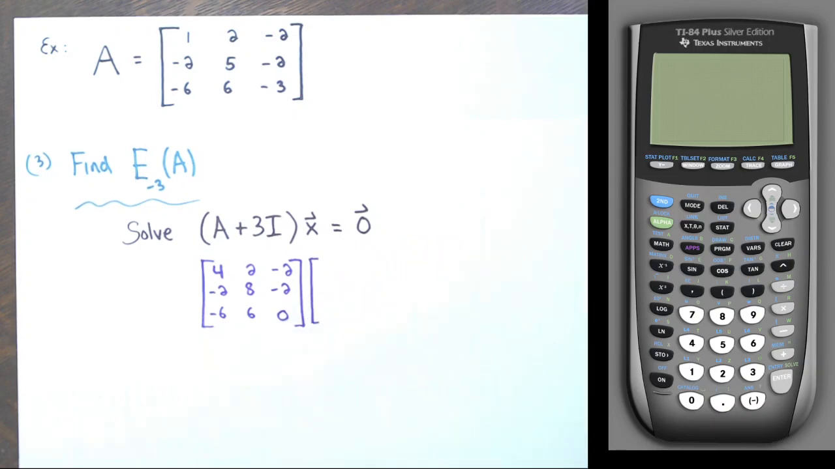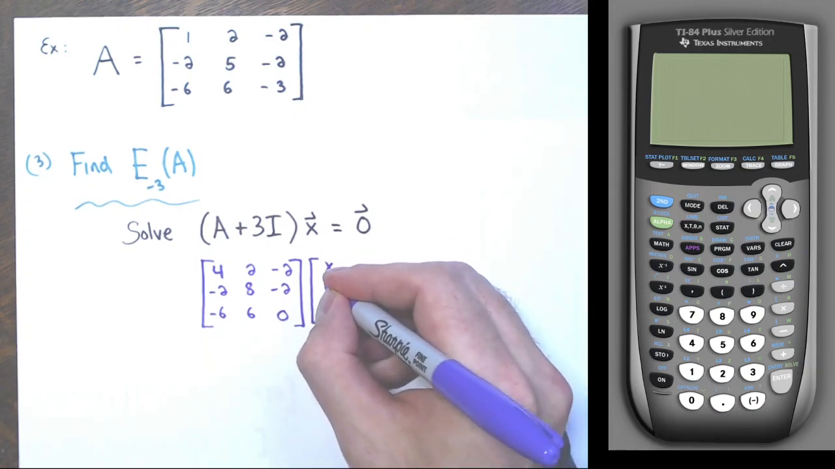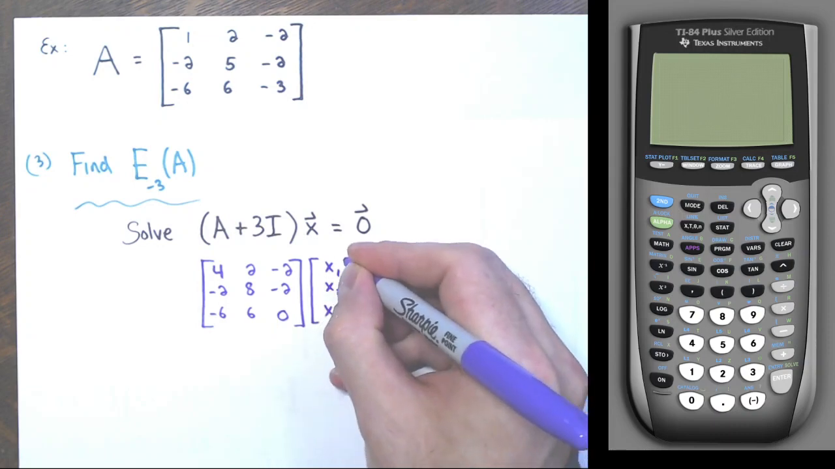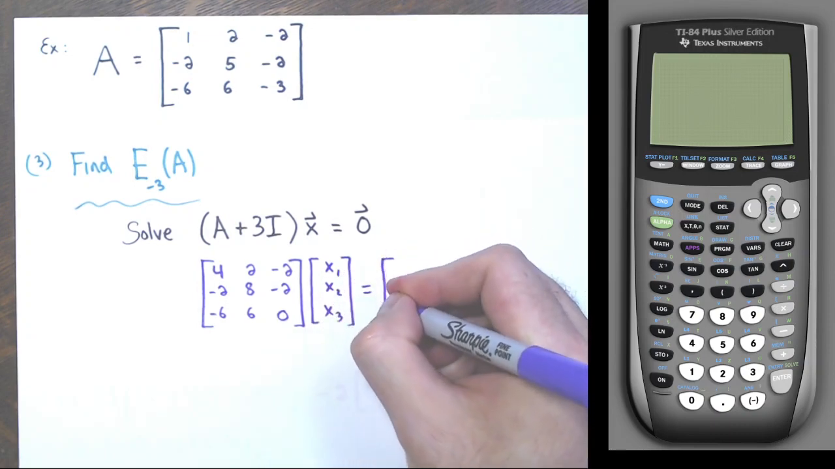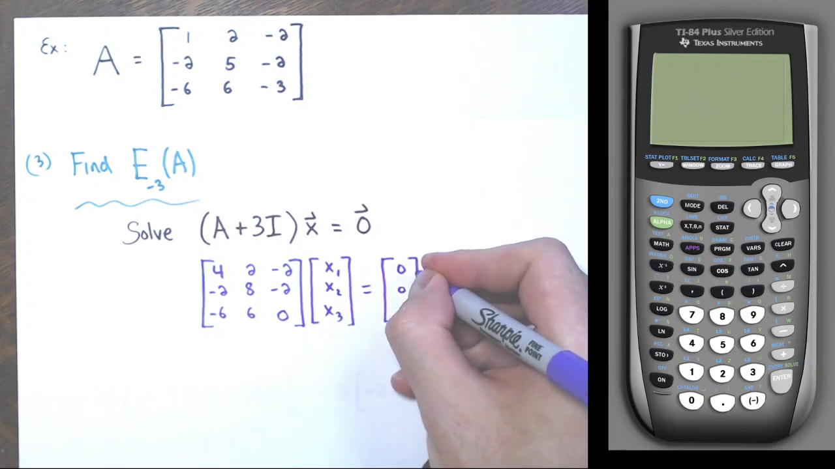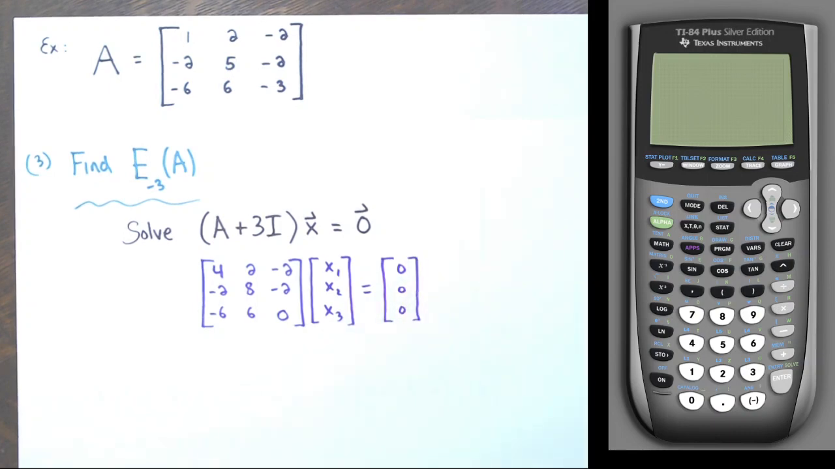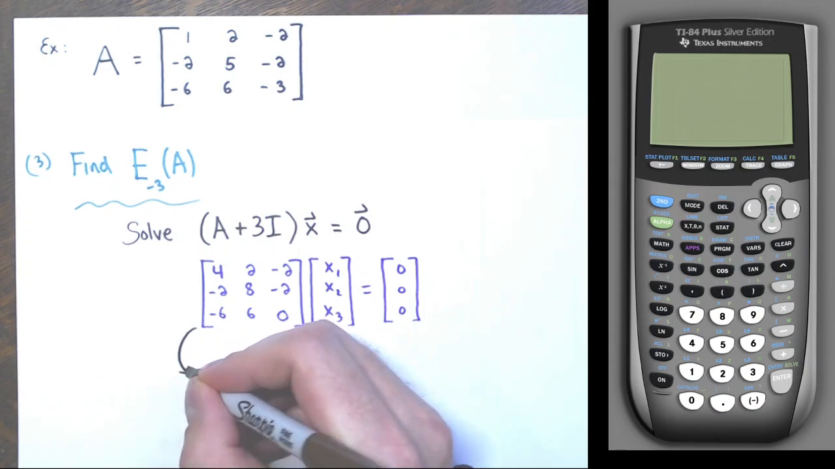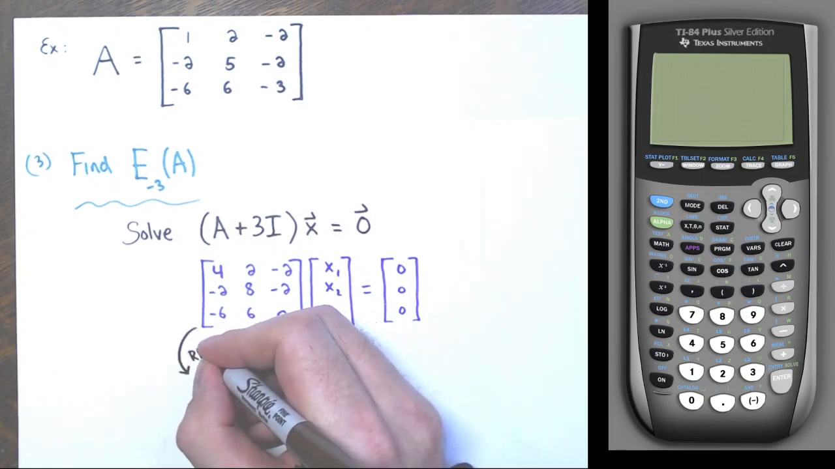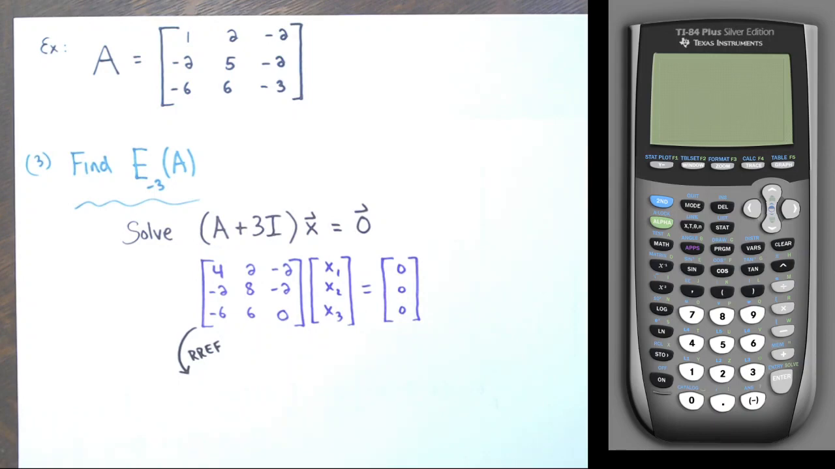And my vector x is again going to have 3 components, so let's say x1, x2, and x3. And I wish this to be equal to the 0 vector from R3: 0, 0, 0. This one isn't as particularly nice as the last one. So this time I'm going to go to the calculator. Now you could do it by hand. Do row operations until you get this into an echelon form, whether it be a row echelon form or reduced row echelon form. I prefer reduced row echelon form, so I'm going to go to my calculator here.